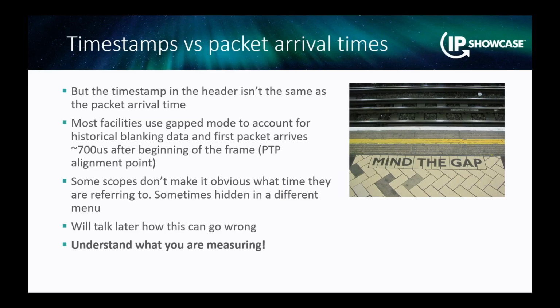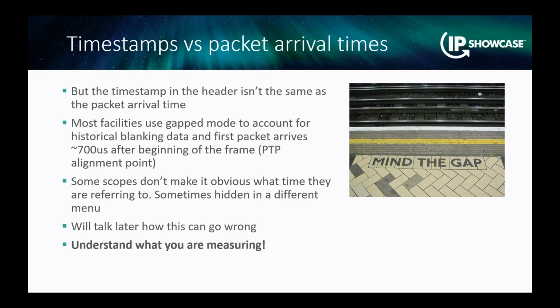Most facilities will use what's known as gapped mode, and there's plenty of presentations that talk about the intricacies of gapped mode, where historical blanking data used to be. And this basically means the first packet arrives broadly 600, 700 microseconds after the beginning of the frame or field, after the PTP alignment point. And as I'll show you in a minute, some scopes don't at all make this very clear what time they're referring to. Sometimes it's hidden in a different menu. Sometimes you have to expand the little window to see both of them. And I'll talk about this later, how it can go wrong.